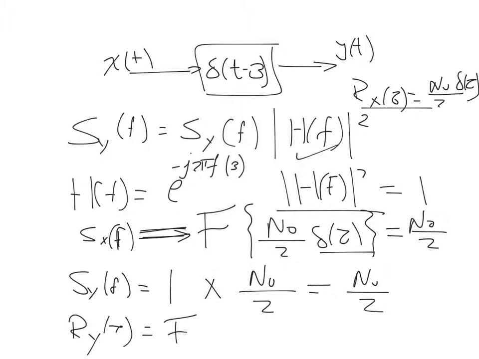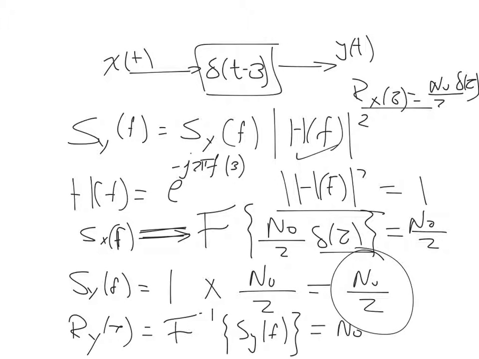It's the inverse Fourier transform of Sy of f, right? What's the inverse Fourier transform of this? It's N naught over 2 multiplied by a delta of t, right? So simply, we went back to, right, the same thing. It's the same. Why is it the same? As I mentioned to you.